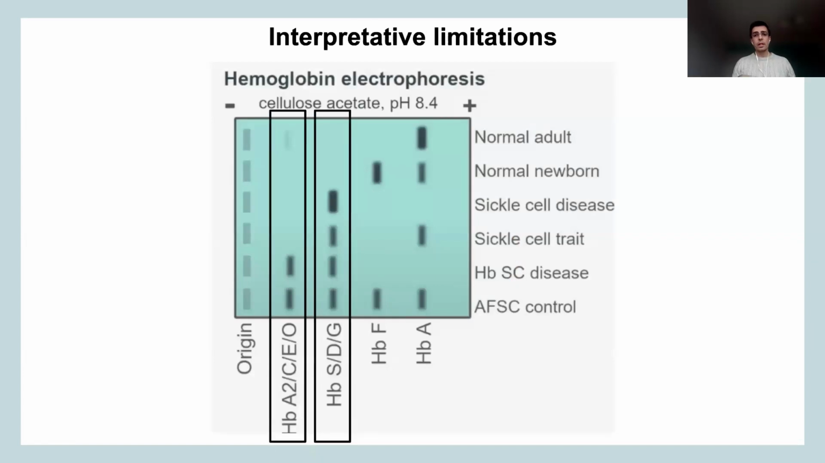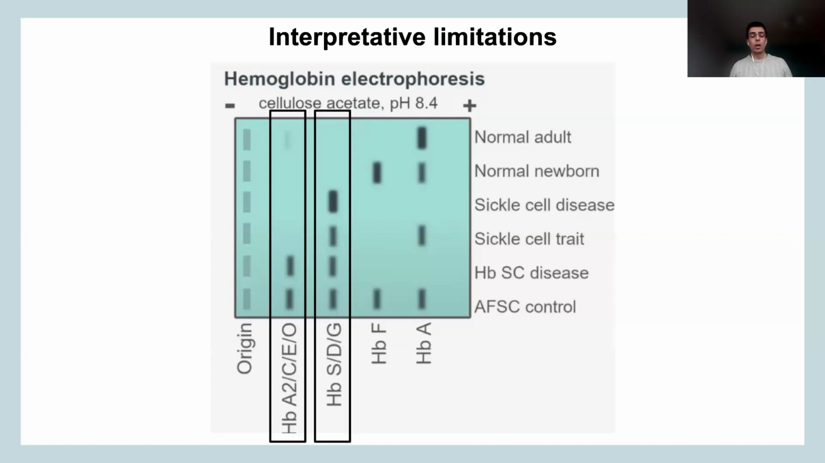That is specifically the case, and possibly one of the biggest limitations when you use hemoglobin electrophoresis as your first line screening test, that you can see that within the same position, you have hemoglobin A2, hemoglobin C, hemoglobin E, and hemoglobin O running all in the same position, which might be very tricky for you to see if there is a variant and possibly other comorbidities running in the same position.